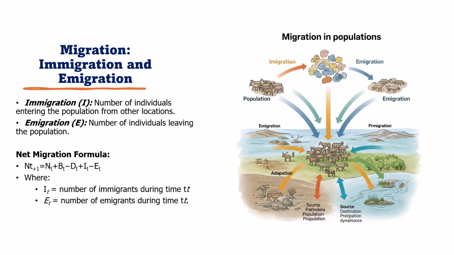This is the net formula of the migration, where we can see that immigration and emigration are used to calculate total migration patterns in a community.